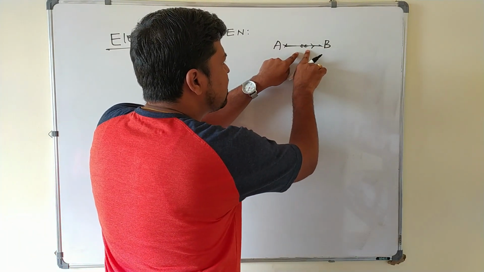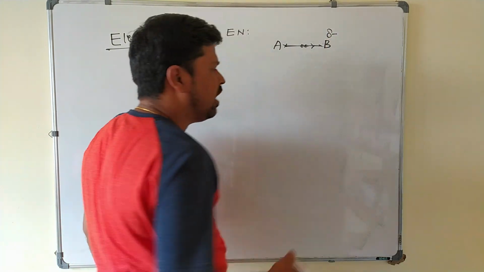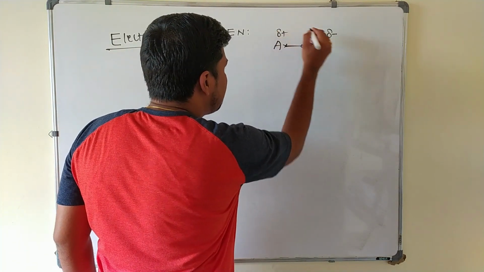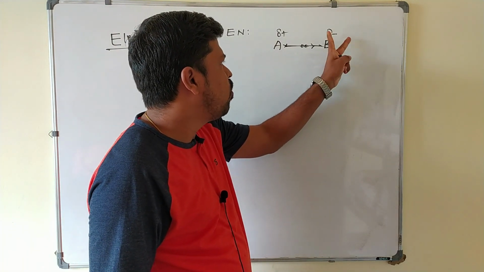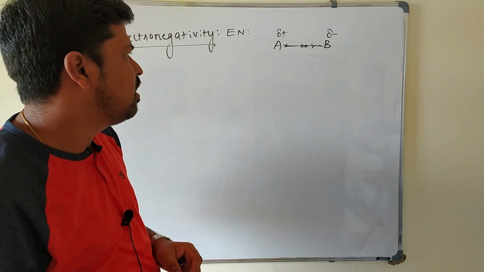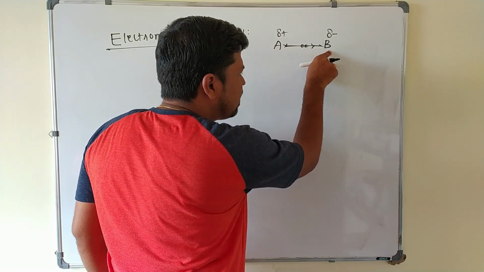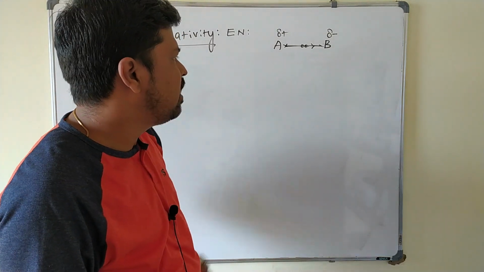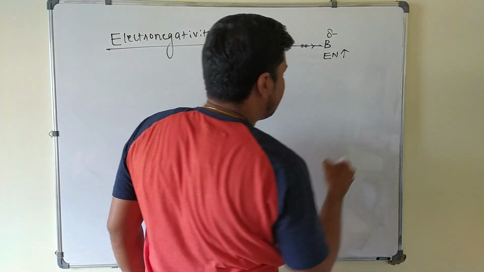Now this atom B attracts the bonded pair of electrons towards itself. As a result, electron density is moving towards atom B. Then a partial negative charge is developed on atom B. The same amount of partial positive charge is developed on atom A, because electron density is moving towards B, so more electron density is coming on B and that much deficiency is produced on atom A. Now the tendency of atom B to attract the bonded pair of electrons towards itself is called electronegativity. Since it is attracting these electrons, I will call it the more electronegative element.